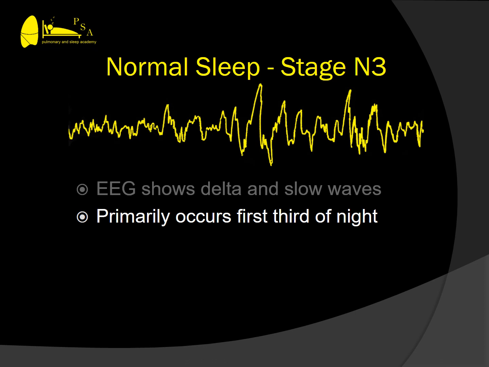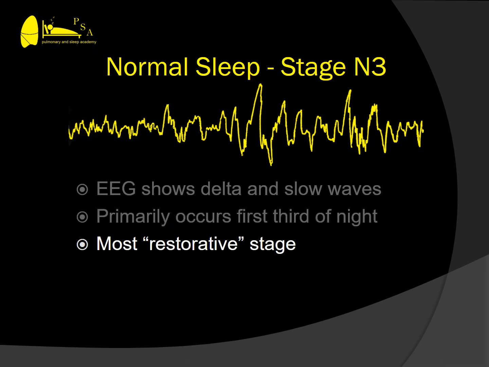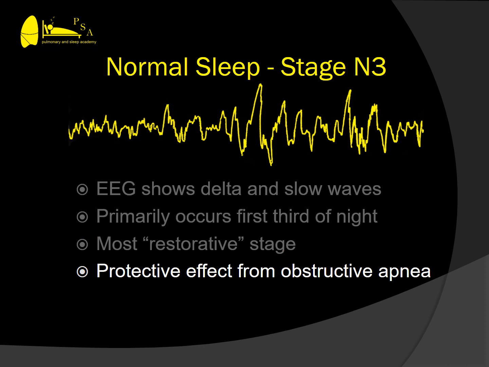It occurs primarily in the first third of the night, with those first 2 or 3 cycles comprising what most of N3 is represented. It is felt to be the most restorative stage of sleep. And this is supported by the fact that when we're sleep deprived and tired, that this is where most of our rebound of sleep occurs with more stage N3.